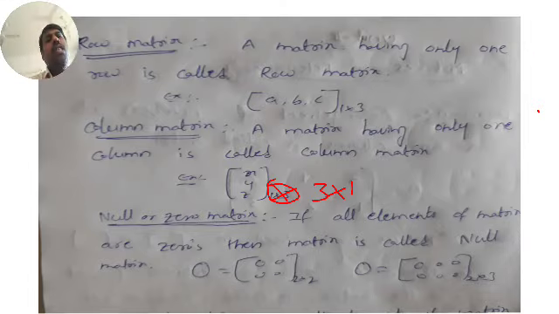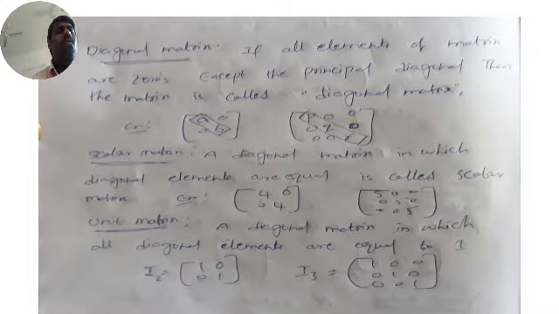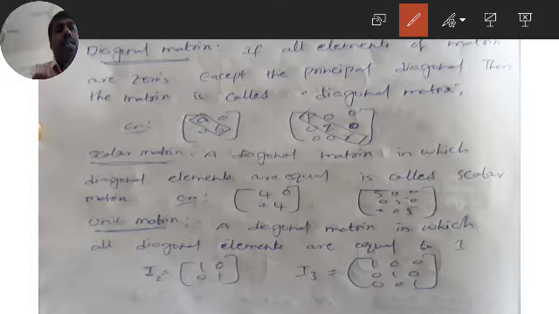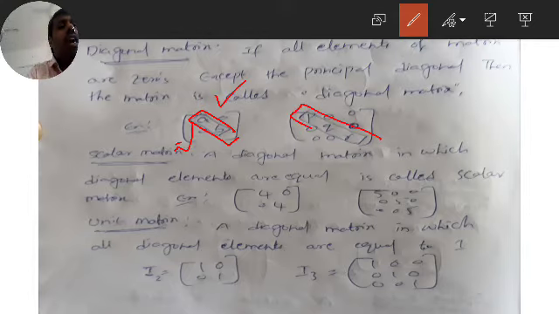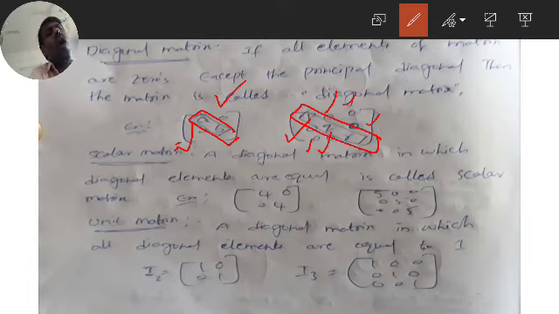Now coming to the next one, diagonal matrix. If all elements of a matrix are zeros except the principal diagonal, then the matrix is called a diagonal matrix. So what is the diagonal? Only diagonal elements. Principal diagonal elements are non-zero and all other elements are zeros. Except the principal diagonal, all other elements are zeros. Then we call it a diagonal matrix.